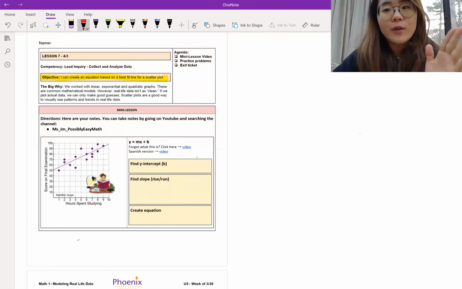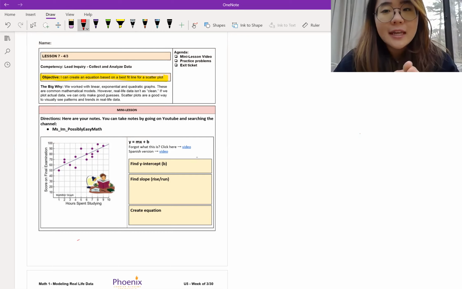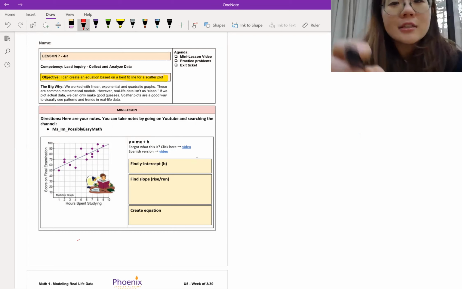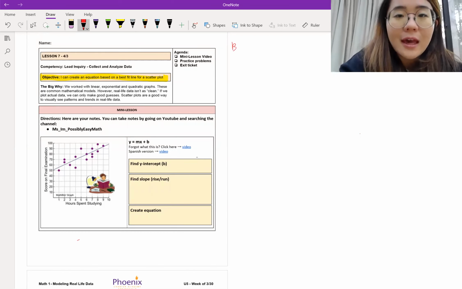So whatever I write in red, you don't have to write it. If I write in purple, I switched it from blue because I heard it was hard to see, you gotta write it down with me, because that's important for notes. Okay, but just a quick review for our best fit line.